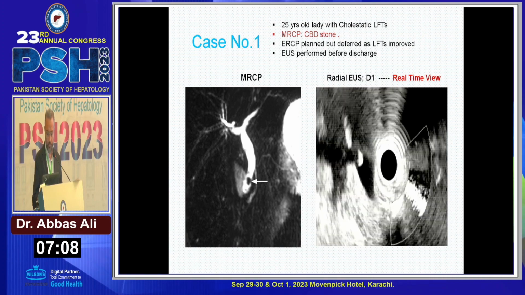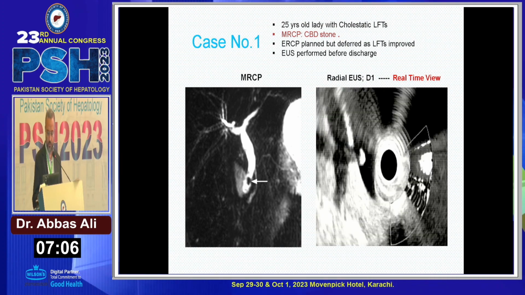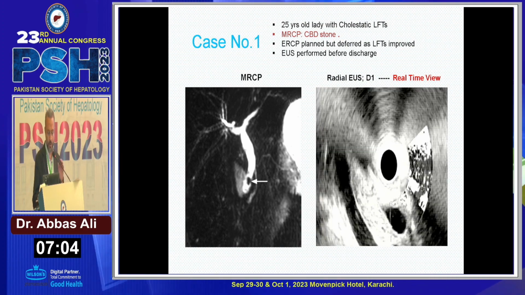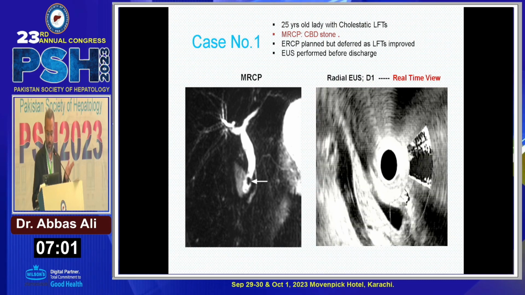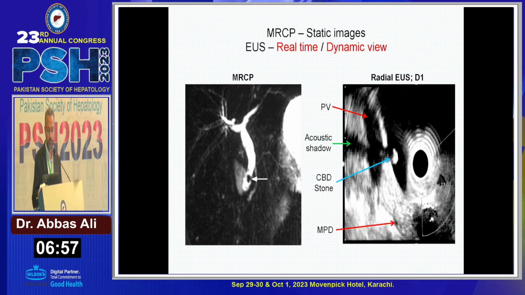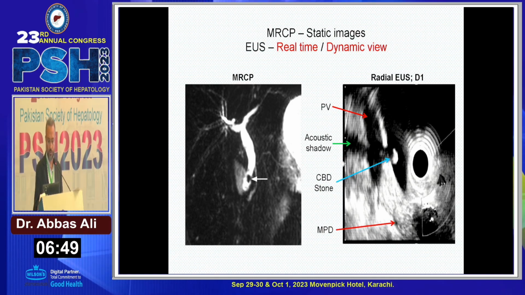So what we see here is that the EUS offers a very good real-time view, because the EUS scope is next to the CBD in the duodenum. There are no interfering gases or abdominal wall, etc. So this is the first advantage. Whereas MRCP shows static images, EUS shows a real-time and dynamic view.